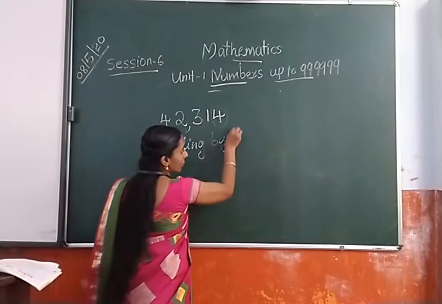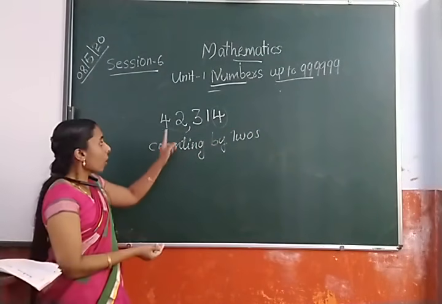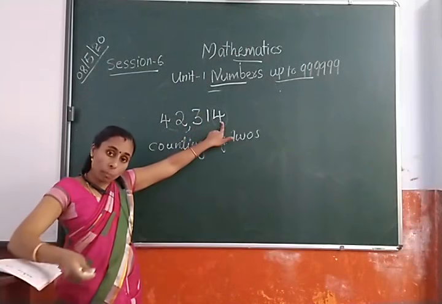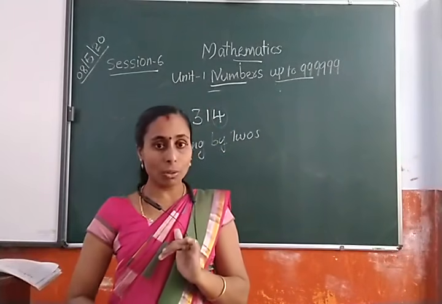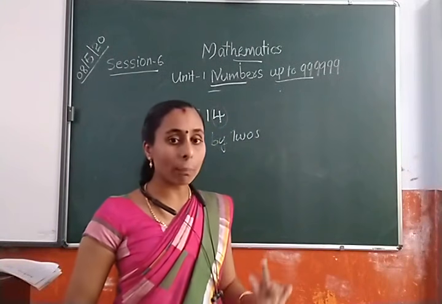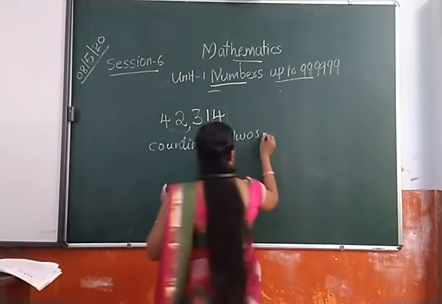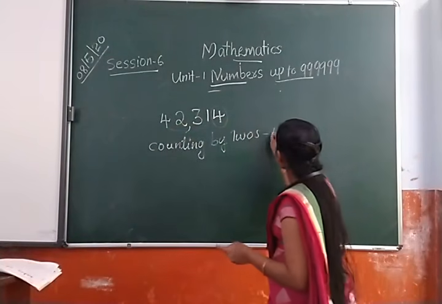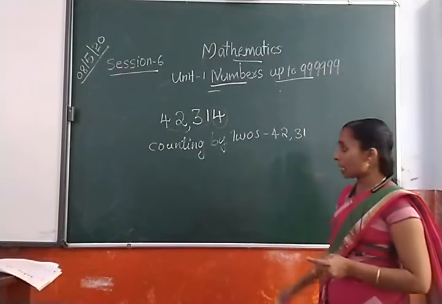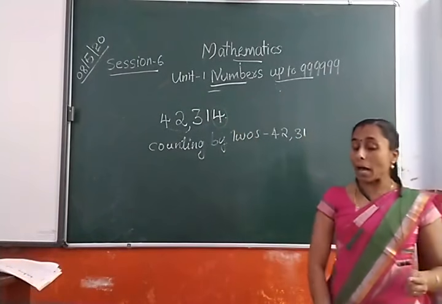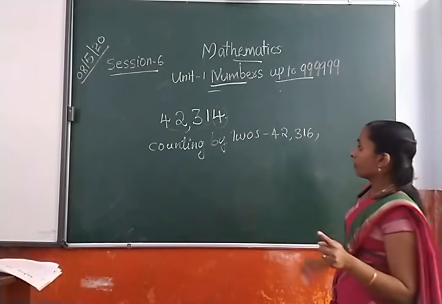Counting by twos. Only one place will change. One place will increase by two and all other places remain the same. Here, the 1 will remain the same and this increases by 2. Next after 4, that is 6.